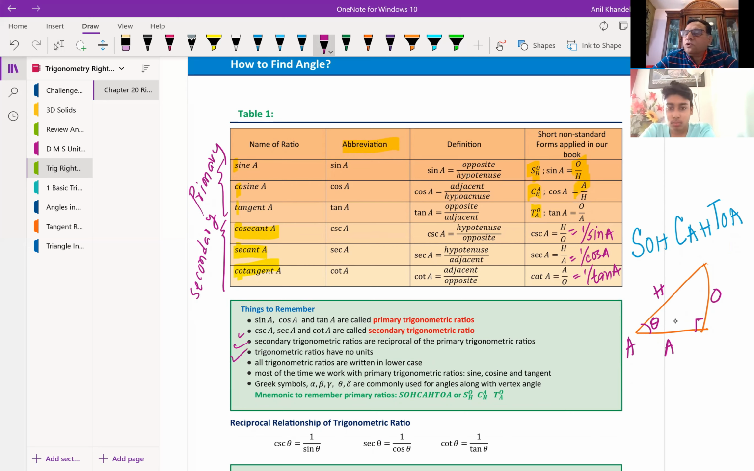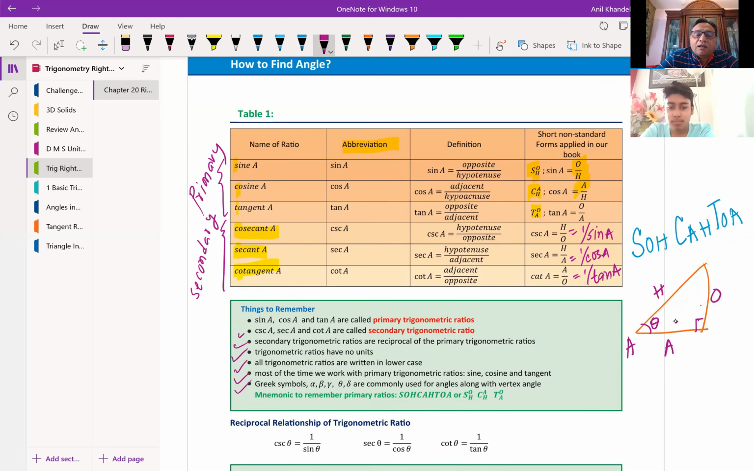Trigonometric ratios have no units since they are ratios of the sides. The units cancel if they are ratios, correct? All trigonometric ratios are written in lowercase. Most of the time, we work with primary trigonometric ratios: sine, cosine, and tangent.